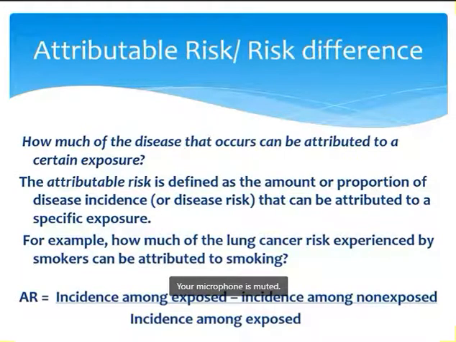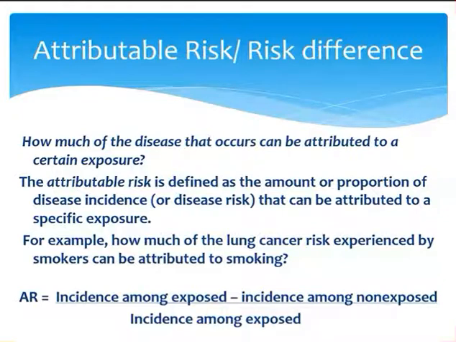So the first time, when we looked at relative risk, we were asking if someone smokes, what is their risk of developing a disease? Now we are asking how much of lung cancer can be attributed to smoking? How much of the disease can be attributed to a certain exposure? So the attributable risk is defined as the amount or proportion of disease incidence or risk that can be attributed to a specific exposure.